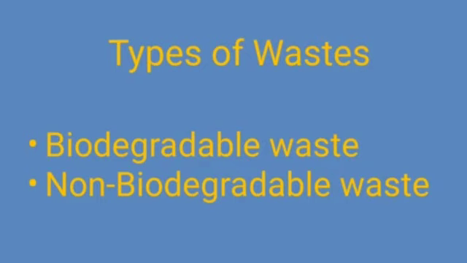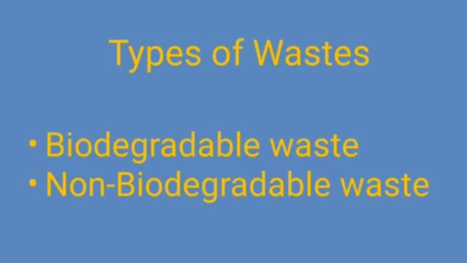So materials or substances, we can say. Now paints, plastics, detergents, glass, these all are the examples of non-biodegradable waste. So segregation of these two types of garbage is very important. It means it is very important to prevent environmental pollution.